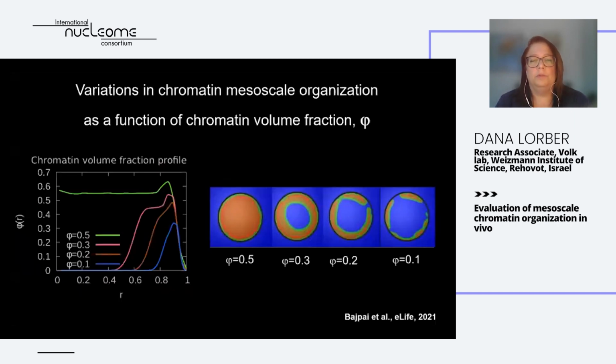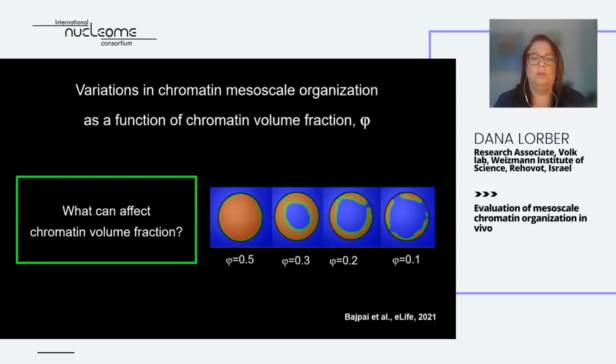Sam and Gaurav also found that chromatin volume fraction is a major regulator of chromatin organization. As you recall, we showed that in muscle nuclei, chromatin volume fraction is 31%, like shown here, and the model suggests that higher values of chromatin volume fraction will cause chromatin to fill the nucleus. So what might change chromatin volume fraction?